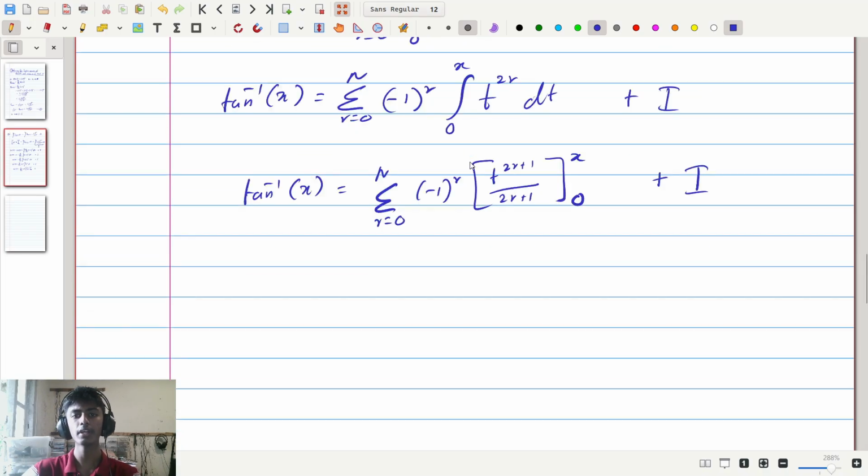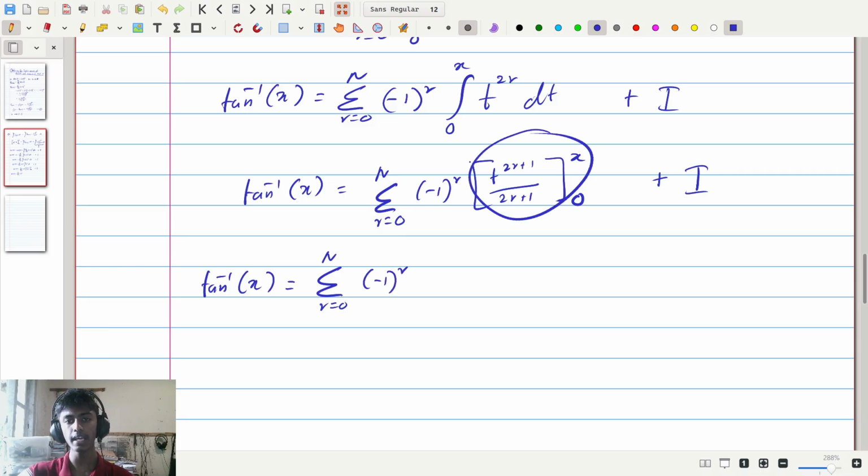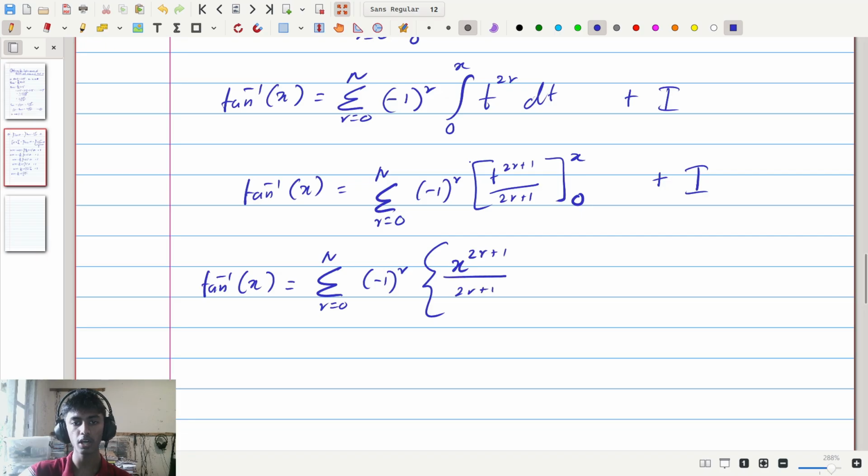Now what we're going to do is evaluate these things and leave I as itself and take I separately, solve it and bring it back. So we're going to write that the tan inverse of x is equal to the sum from r equals 0 up to n of negative 1 to the power of r, and then taking this thing, what this is going to evaluate to is, for the first part, instead of t we substitute x, so x to the power of 2r plus 1 divided by 2r plus 1, minus the second thing, where we substitute instead of t 0, so we have 0 to the power of 2r plus 1 divided by 2r plus 1.